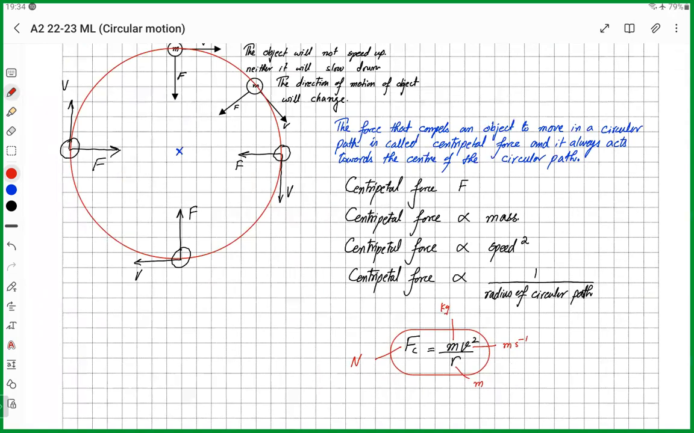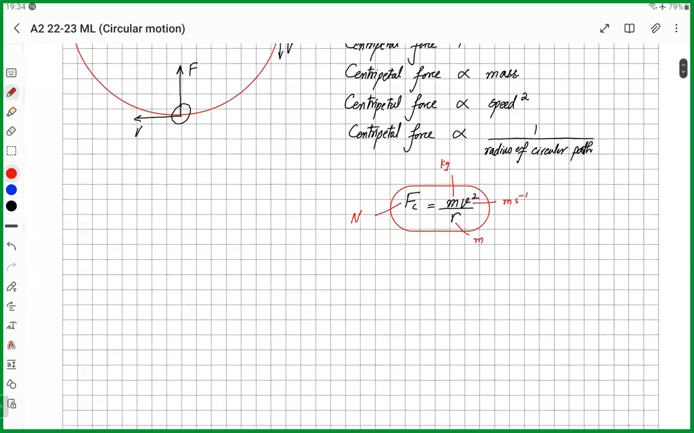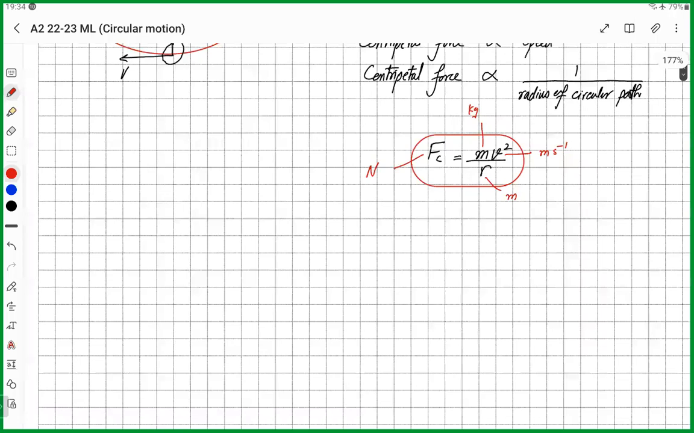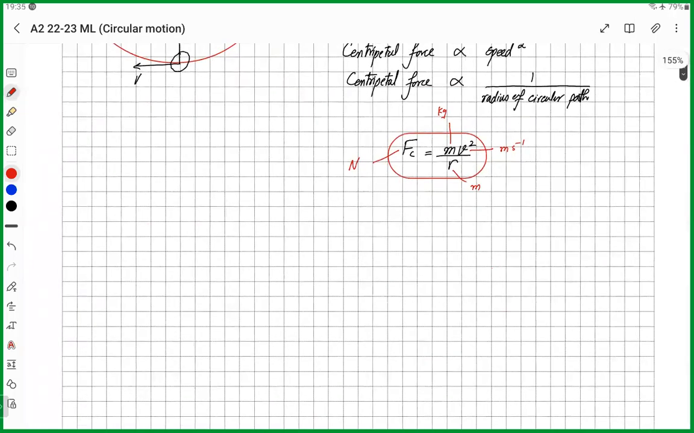It has to come from some source. For example, sometimes friction is providing this centripetal force, sometimes tension, sometimes electric force, sometimes gravitational force. Let's see some examples where these forces are making an object move in a circular path.